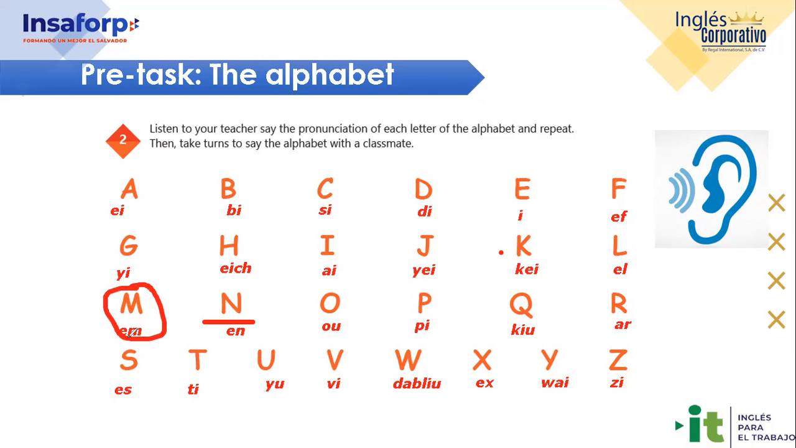M, look at me, M, like mother, mom, okay. The next one is N, and so look at my lips. And we don't close our lips. Cierran los labios completamente. Not at all. Okay, again. M, N. Yeah, let's suppose that you're spelling, right? N.